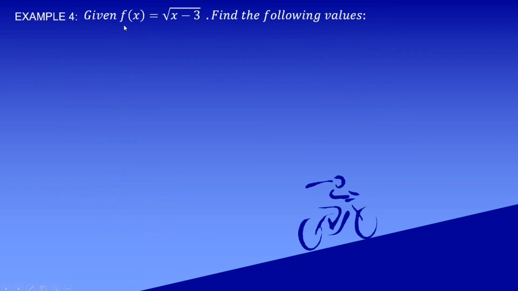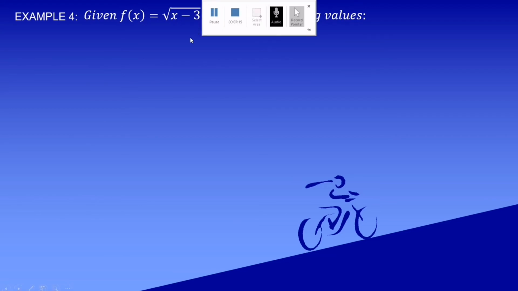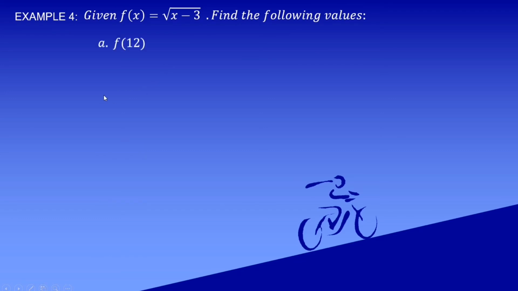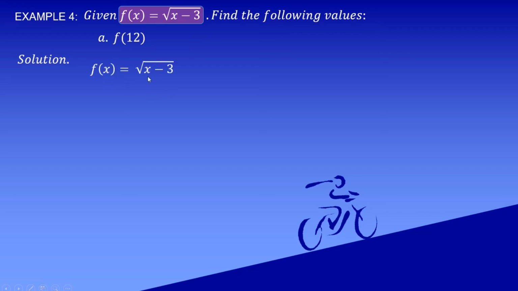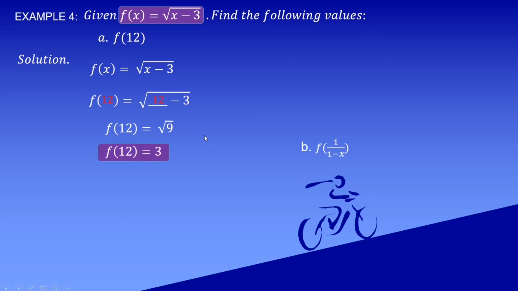Example number 4, given f of x is equal to square root of x minus 3. Let us first answer f of 12. Our domain here is 12, the x value. Our given function is f of x is equal to square root of x minus 3. So we replace every x with 12. Then 12 minus 3 is the square root of 9. Therefore f of 12 is 3. Square root of 9 is 3.